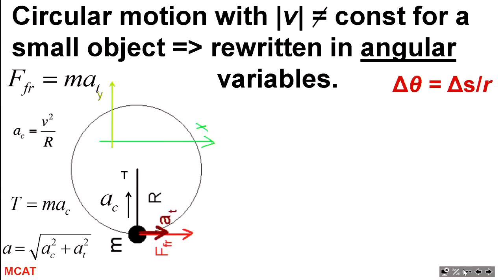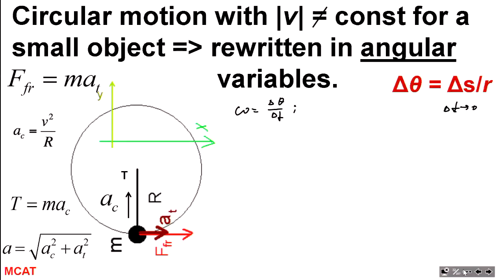So now, when speed changes, like it was in this simple experiment, it stops, it changes. Well, technically we know what to do. So first of all, angular velocity is angular displacement over time, and we always assume that the time is tiny.